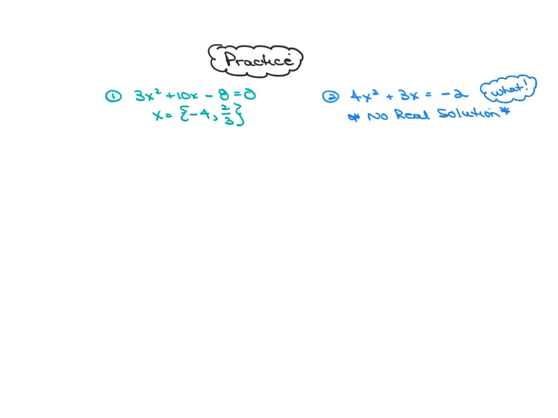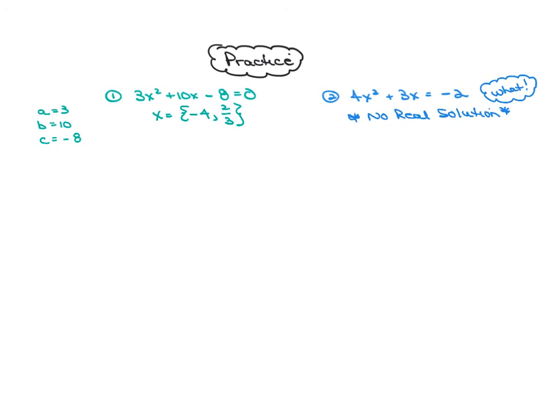Leave the video and go ahead and do some practice on your own. All right, let's first look at our first equation. I'm going to use the quadratic formula. Let me just decode. I know that A is equal to 3, B is equal to 10, and C is equal to -8. Watch those signs.